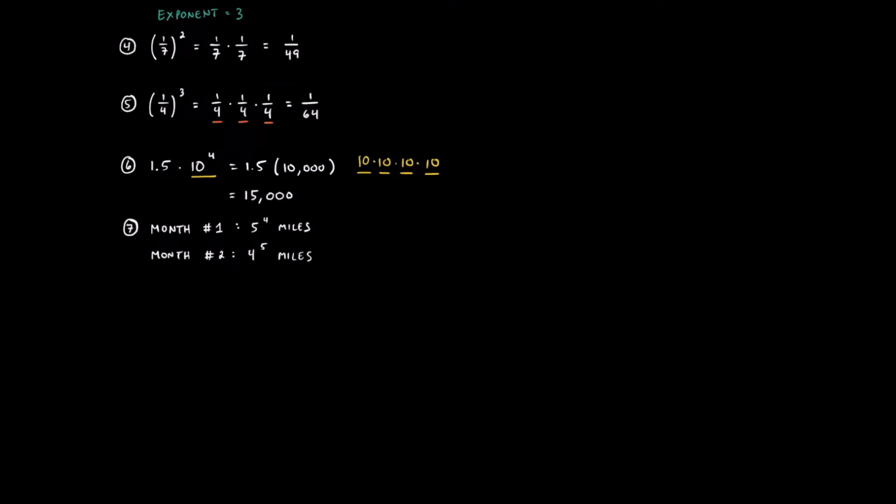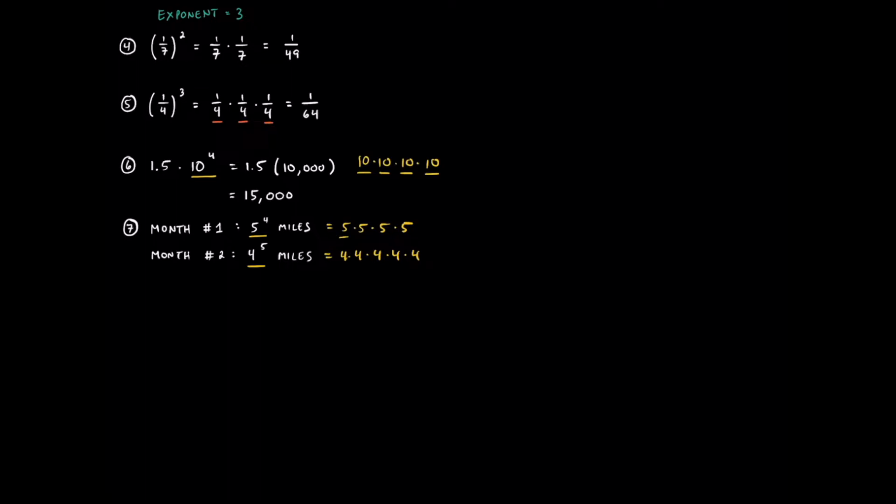The question I'm asking here is how many miles does this person drive for both of these months combined? Okay, so you can't just add these up just like this. We've got to try to remember what this represents. So 5 to the 4th power equals 5 times 5 times 5 times 5. And 4 to the 5th power is really 4 times 4 times 4 times 4 times 4. There's going to be 5 of those here.